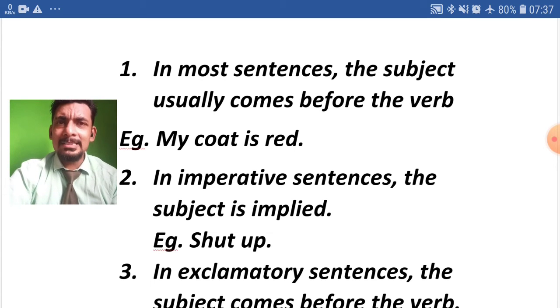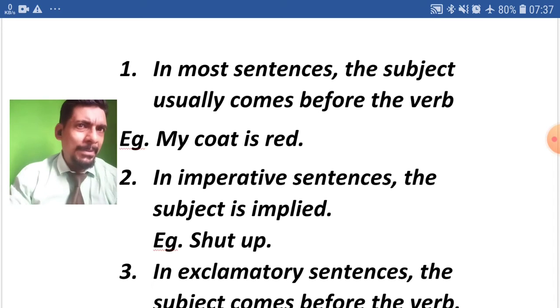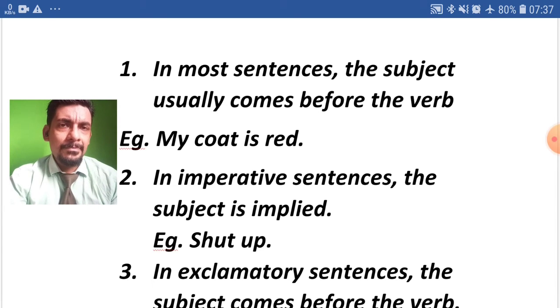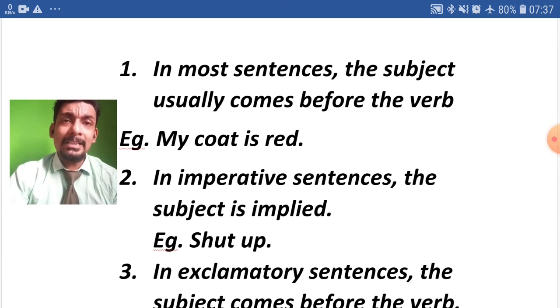Few more examples is like sit down. If I am looking at a puppy and telling the puppy to sit down, of course, the puppy will become the subject. It is understood. It is quite implied. Now, I hope I made the first and the second point clear to you.